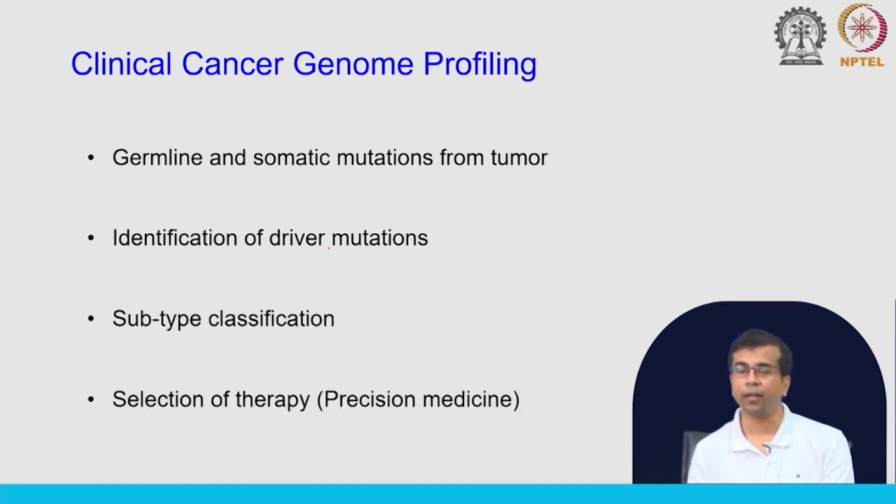We can identify different subtypes of tumor. Different subtypes will show certain different characteristics, and they also respond to different therapy. So, by studying these variants we can do something called subtype classification, and that can help in selecting the appropriate therapy. There is this term we have introduced earlier, which is called precision medicine. In the first few classes, we talked about applications of NGS and we talked about precision medicine.